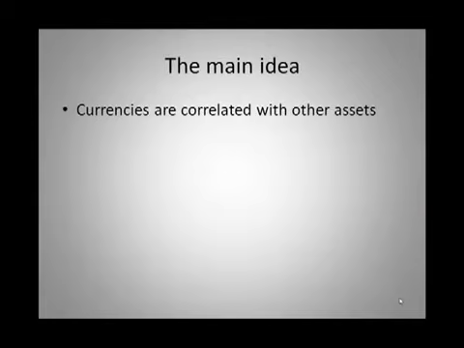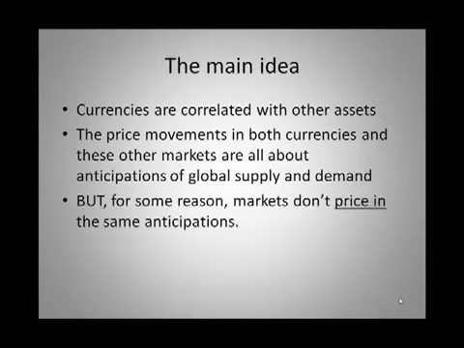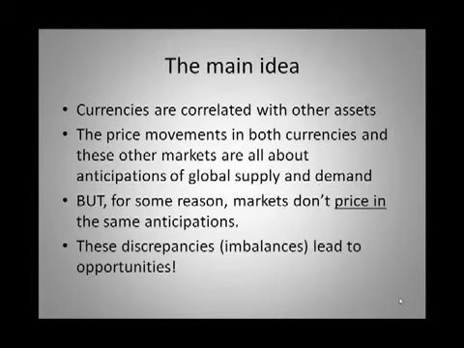The main idea is that currencies are correlated with other assets. The price movements in both currencies and these other markets are all about anticipations of global supply and demand. But for some reason, markets don't always price in the same anticipations. One market may rally and the other may stay in a range or go the other way. And when this happens, these discrepancies or imbalances lead to opportunities.